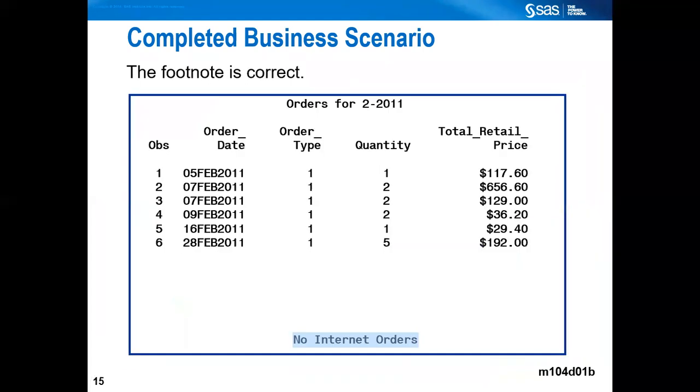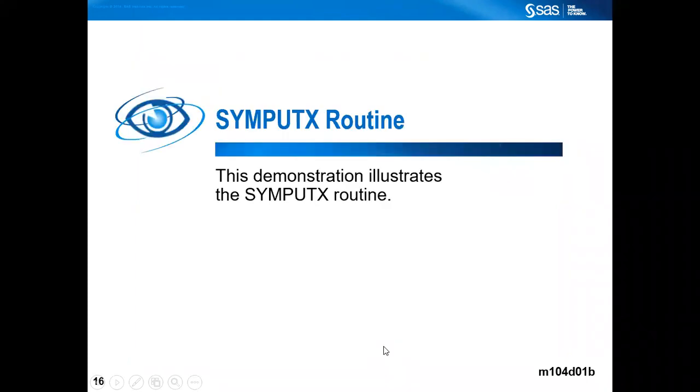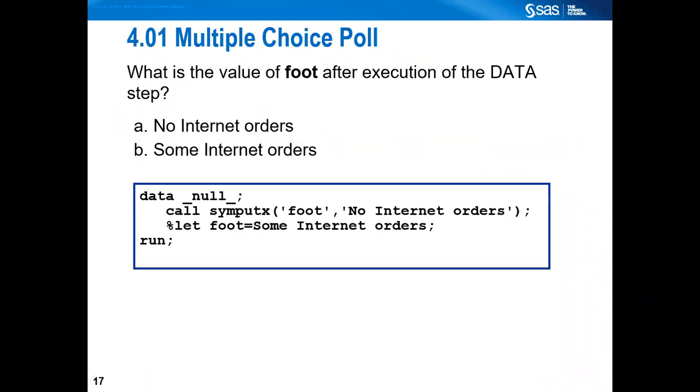Right? Okay. Can we see those 2 examples also? Yeah, it's there in the upcoming slides. Okay. So now your footnote is correct because in month 2, year 2011, there is no internet order. Hence, the footnote is no internet order. And thus you have the same example. Now answer this question. What is the value of foot after execution of your data step?